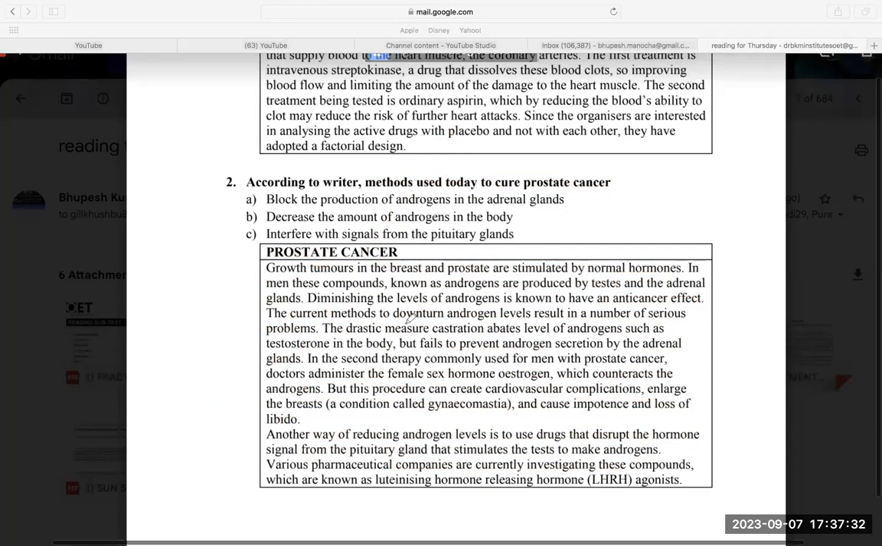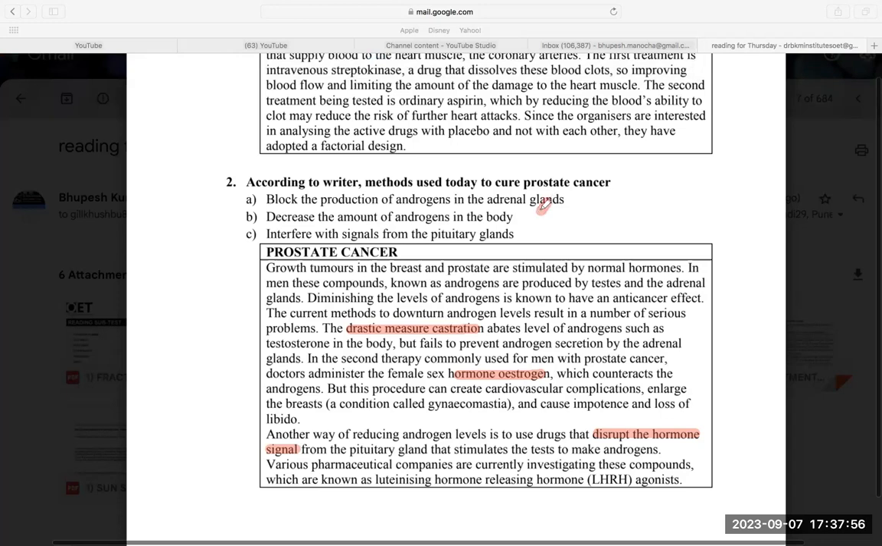If I have to underline only main points: castration, estrogen, and changing signals, disrupt the hormone, changing signals. These are the three, 1, 2, 3. Methods used today to cure prostate cancer block the production of androgen in the adrenal glands.